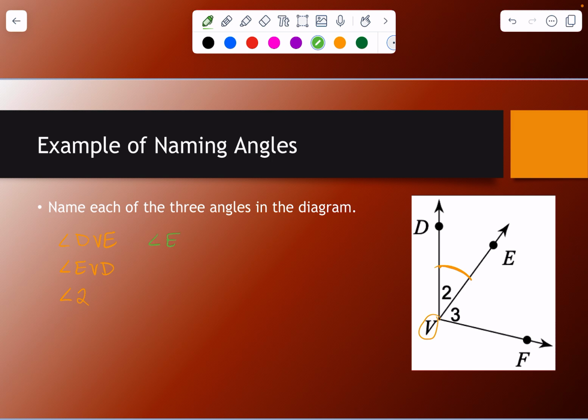So let's go to the next angle that I could name. I could name it EVF, which would be this angle. I could name it FVE, or I could name it angle 3. So that's the second one. The third one is the large angle, which goes all the way. So I could name it DVF, or I could name it FVD. Okay, and that's how we look at and name angles.